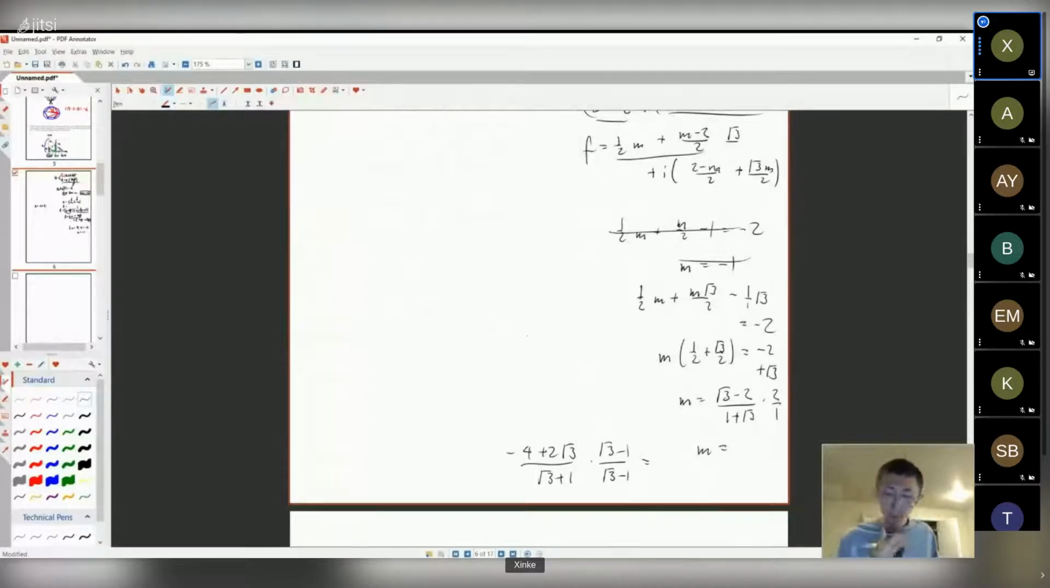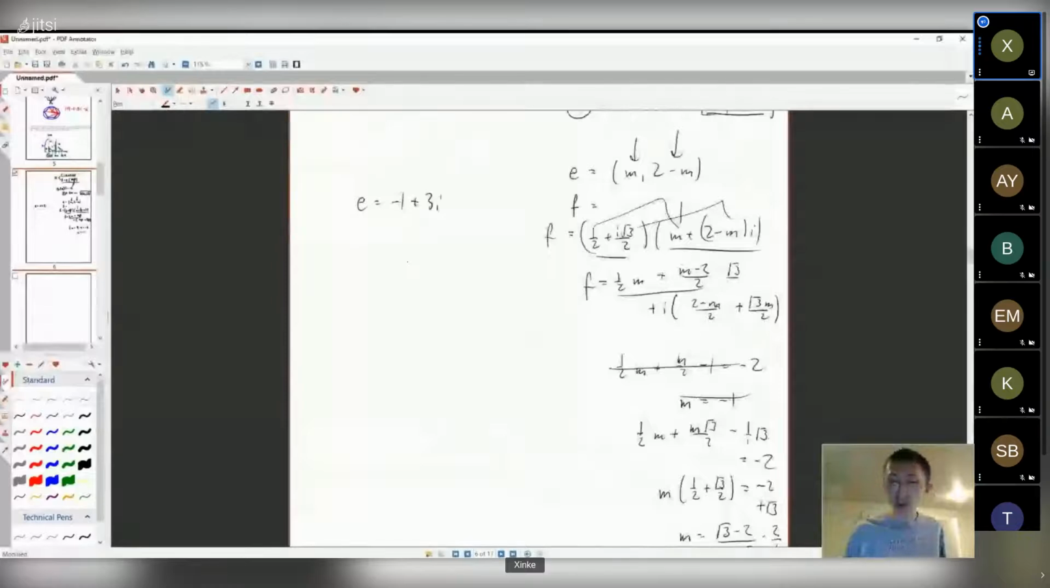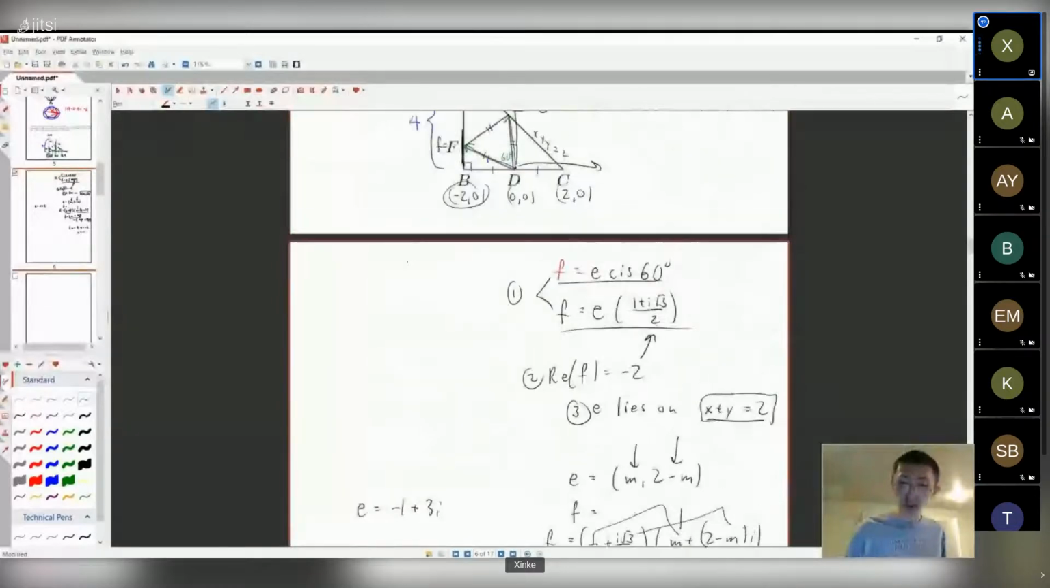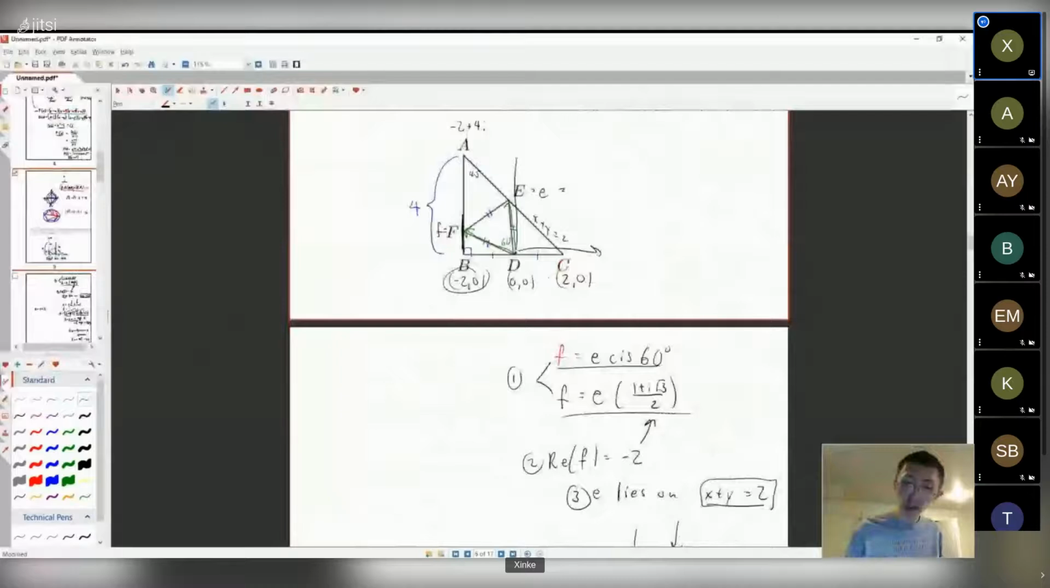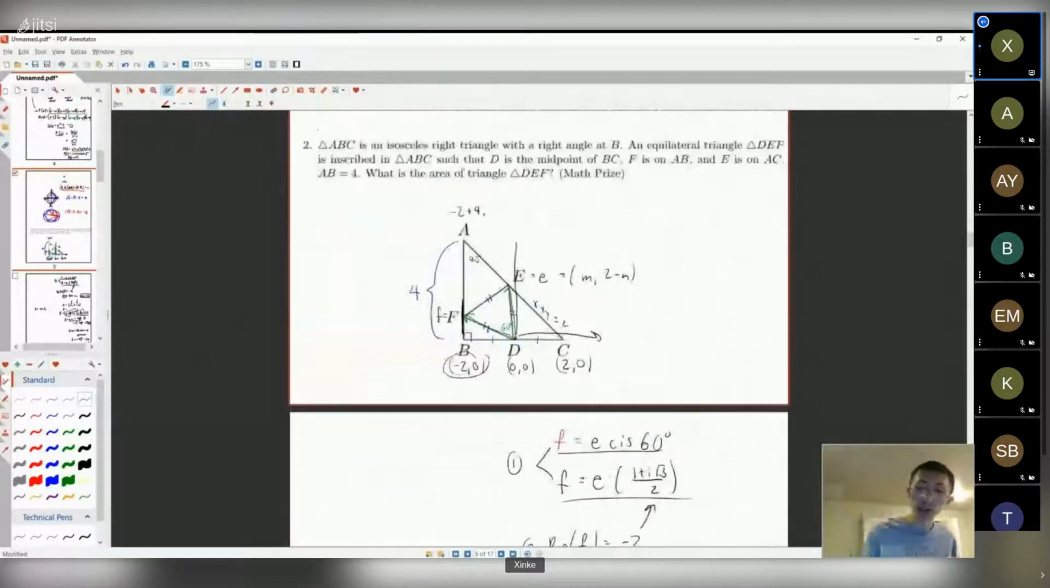But basically from here, it's just computation. So maybe I'm not going to worry about the computation so much. You can compute the answer from here, because once you know M, you know the coordinates of E. Once you know the coordinates of E, you plug in M, find the distance to the origin, and that's the side length of the equilateral triangle. Then you just find the area of the equilateral triangle DEF. I'm not going to waste time computing it, so let's just look at the next problem.